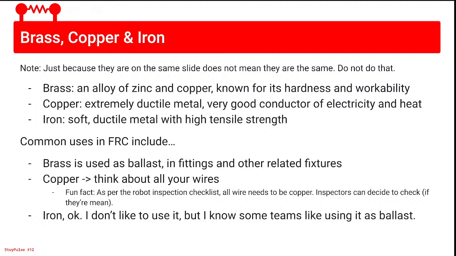Moving on, copper, an extremely ductile metal, meaning it can be stretched out, it can be flexible, it's very malleable in that sense. It is also a very good conductor of electricity and heat. Remember that. Finally, iron, a soft ductile metal with high tensile strength. We talked about it. It's something that's used to make steel.